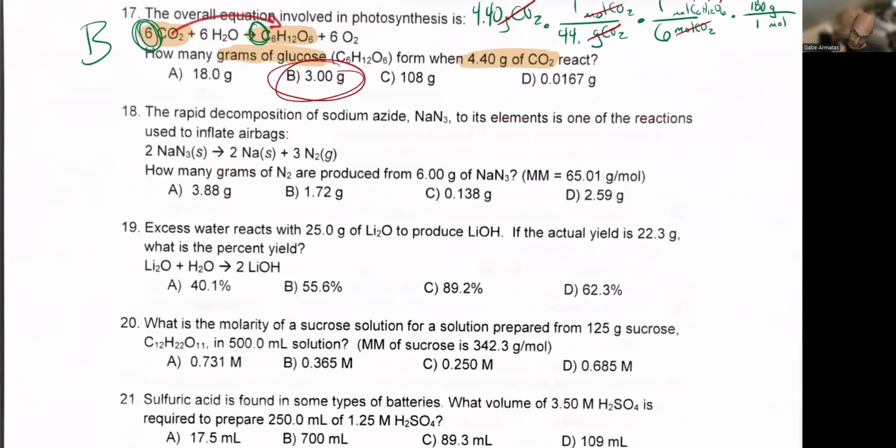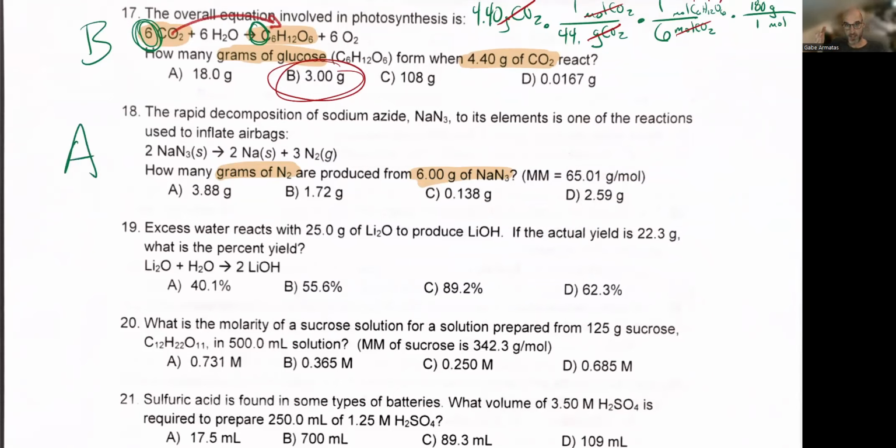The rapid decomposition of sodium azide to its elements for this reaction. Okay, again, another one. Grams of N2 from grams of sodium azide. This is another molar mass, or we're switching chemicals. I'm going from one to the other. So again, this is a stoichiometry problem. I'm not going to walk through this one because you should have this one the same way. Looks like the answer for this one is going to be A.